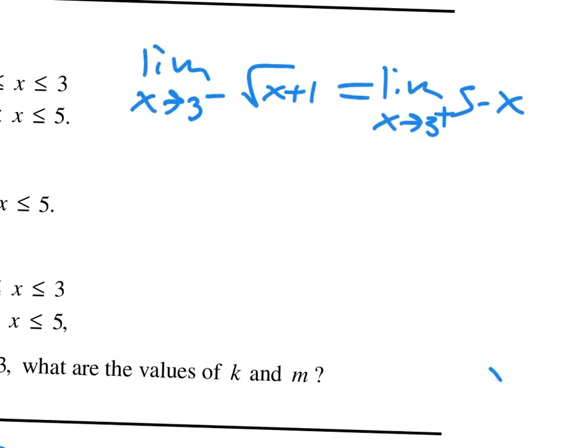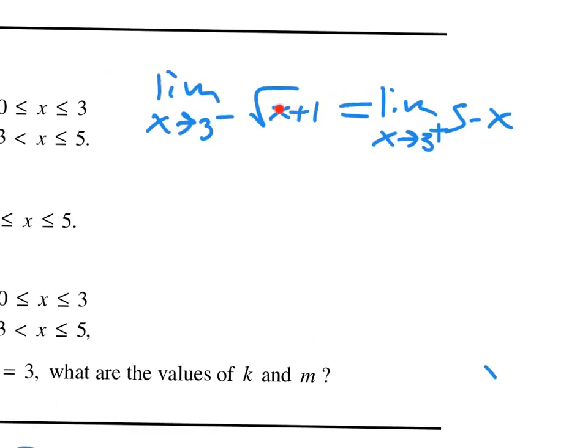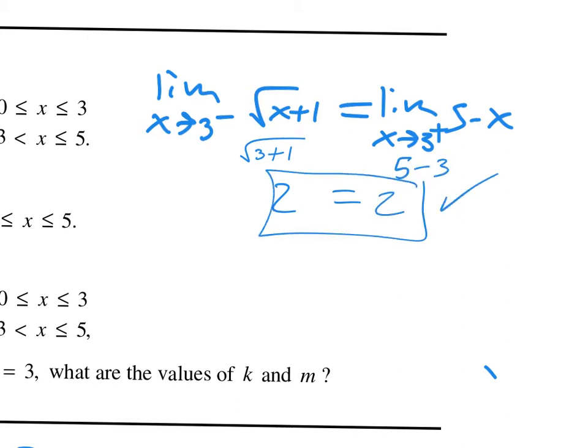All right, let's just look at this real quick. Well, there's no reason why I can't just plug in a 3 here. If I plug in a 3, 3 plus 1 is 4. Square root of 4 is 2. So that's a 2. And maybe I could have put a step above this. But boom, that's a 2. And there's no reason why I can't just plug in a 3 here. So if I plug in a 3, that'd be 5 minus 3. 5 minus 3 is 2. Hey, look at that. The limit does exist.